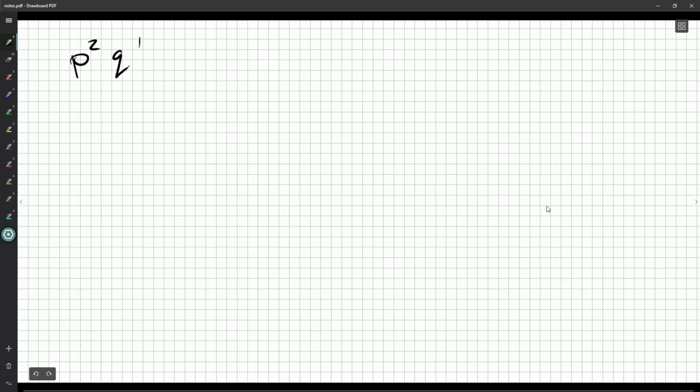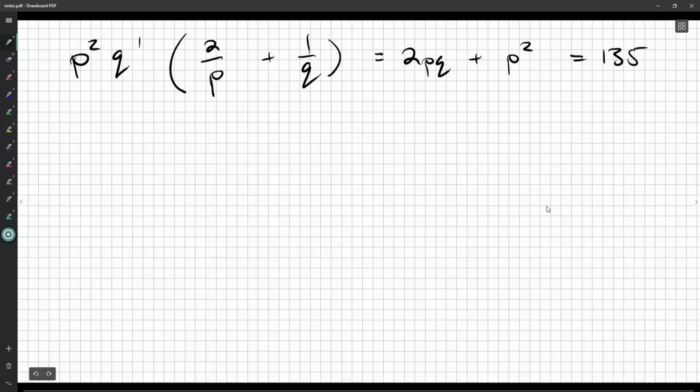Anyways, so n times, and then it's going to be 2 over p, 1 over q. And now we can cancel out a p there, so we'll get 2pq plus p squared. And this needs to be equal to 135. So the first thing I notice is you can take out a factor of p. You get 2q plus p there.